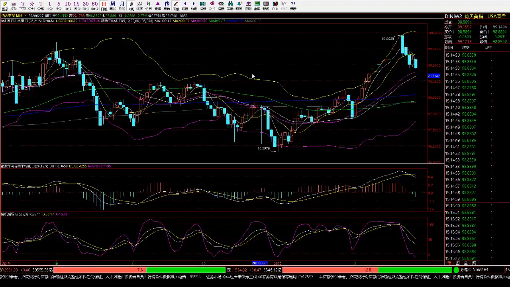So today is how the GDP goes and how it refers to the dollar index.